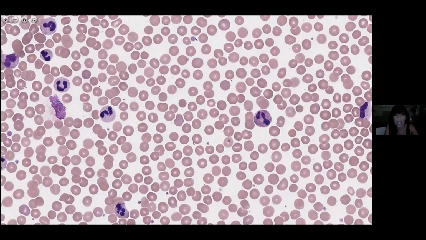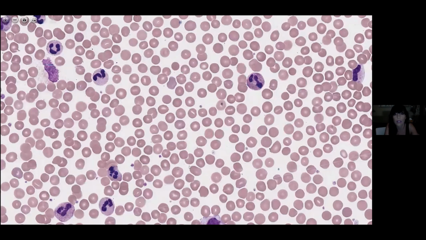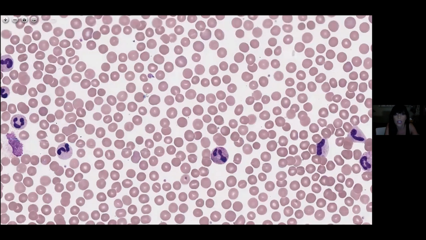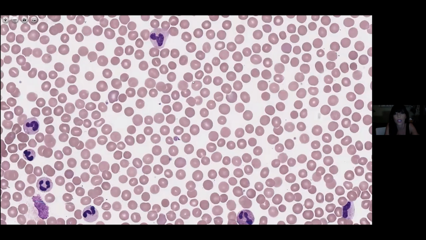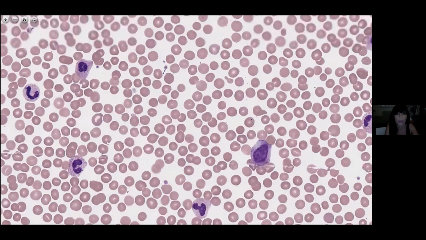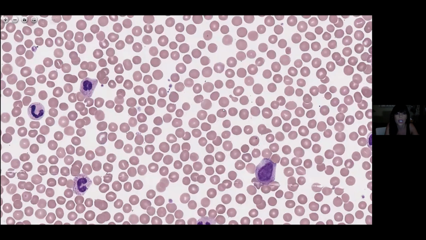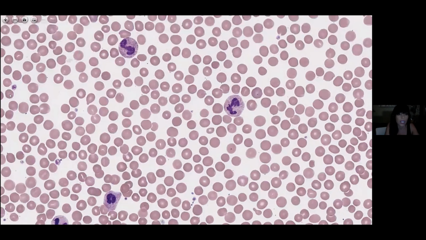Platelets, again, are pretty normal. Here's some platelets here, normal size, maybe a slightly large one, but I would still consider it just a regular platelet. It's not larger than the RBC quite yet. A polychromatophilic cell there. Another larger platelet here and here.